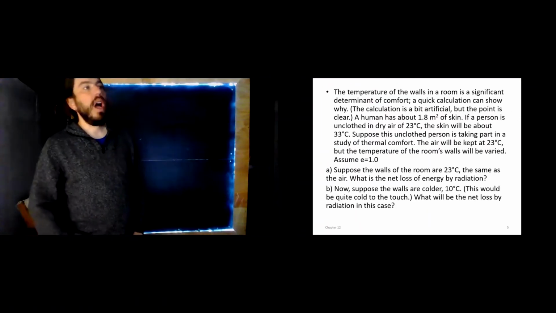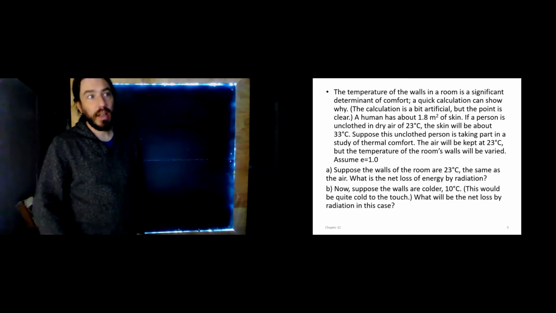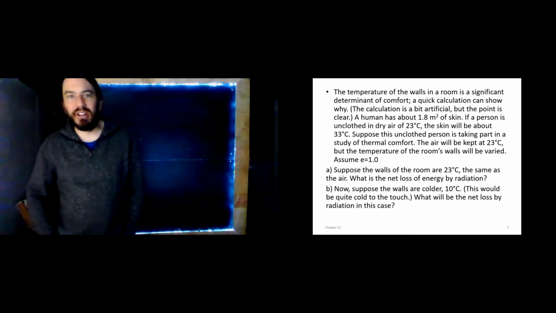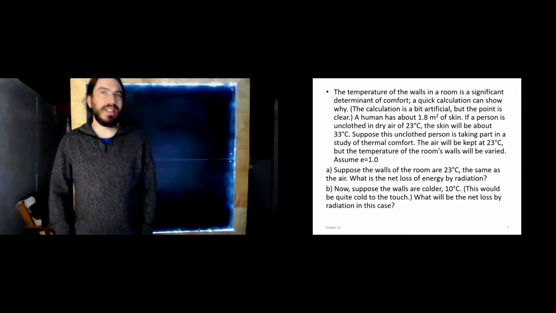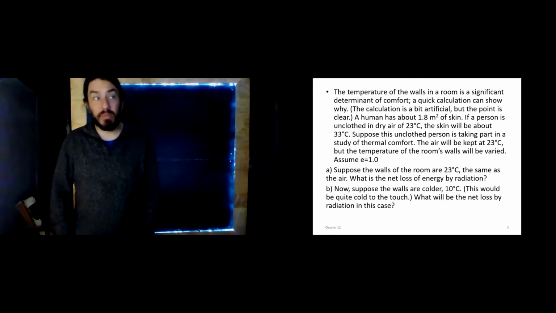Let's do an example. The temperature of the walls in a room is a significant determinant of comfort, and a quick calculation can show why. Maybe you've experienced this. A typical inside temperature might be 68 degrees Fahrenheit. Maybe you've noticed that in the summertime you can be hanging out in a 68-degree house in your shorts and t-shirt and be completely comfortable. But in the wintertime, you're hanging out in your shorts and t-shirt in a 68-degree house, you'll get cold. As this example demonstrates, it's not just psychological.